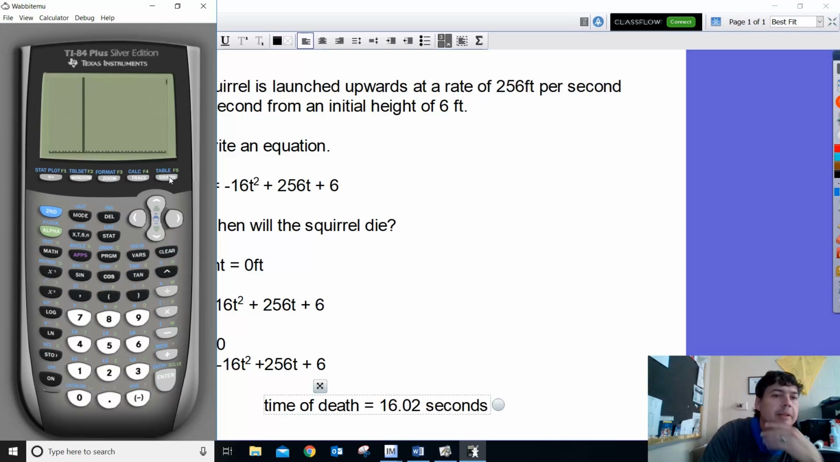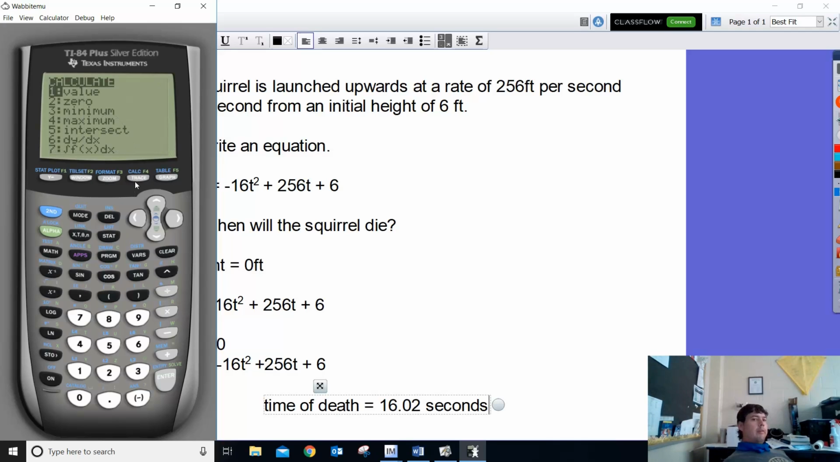I'm just going to hit the graph button because I've already got the window the way I want it. We are literally finding a 0. We're finding out where y is 0. That's ground level. What you can do is hit that second trace button again. And what is function number 2? 0. So we're just going to arrow down to 0.